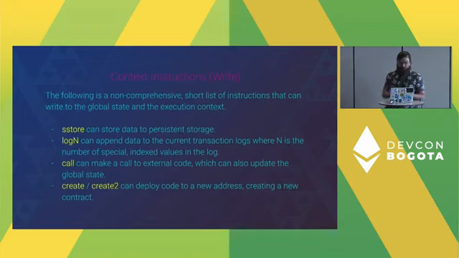Next is going to be call. So it makes a call to an external contract or to external code, but this actually can update the global state, right? So there's no restrictions on solely reading or anything like that. And then finally, we have create and create2. And what these can do is actually deploy code to a new address, creating a new contract.